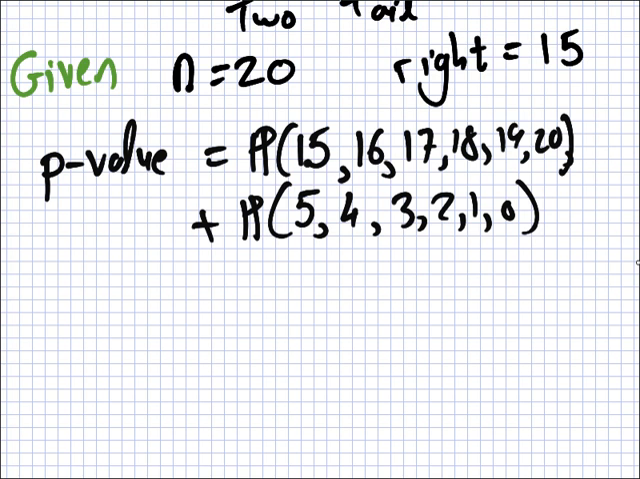What about 10, 11, 12, 13? Because remember the formula I gave you earlier for p-value? What did I say it was? Did you write it down? What's the p-value? The probability of the data or more extreme. Not less extreme, more extreme.